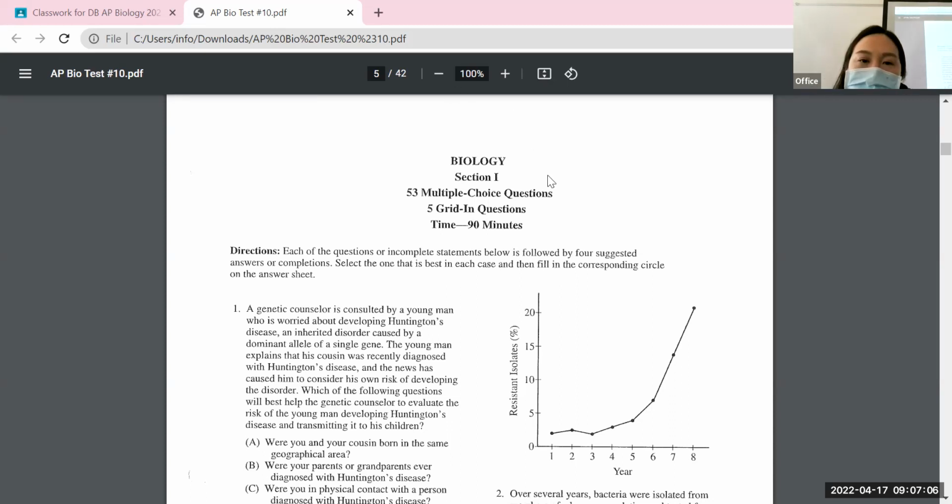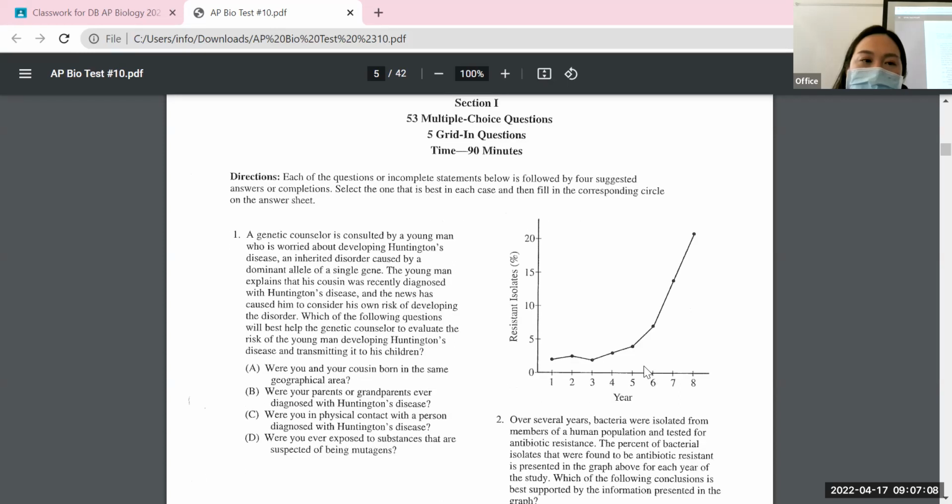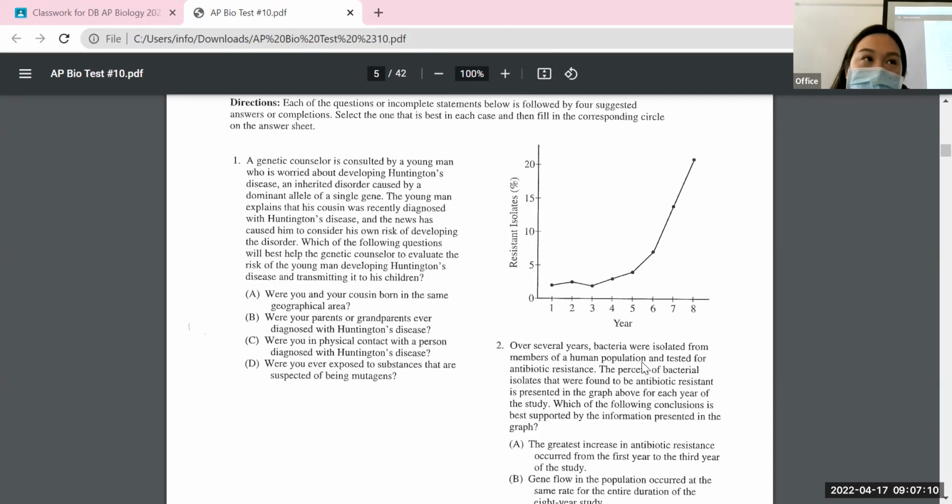Okay. Let's go through multiple choice for test number 10. First one. A genetic counselor is consulted by a young man worried about developing Huntington's disease, an inherited disorder caused by a dominant allele of a single gene. The young man explains that his cousin was recently diagnosed with Huntington's disease, and the news has caused him to consider his own risk of developing the disorder.